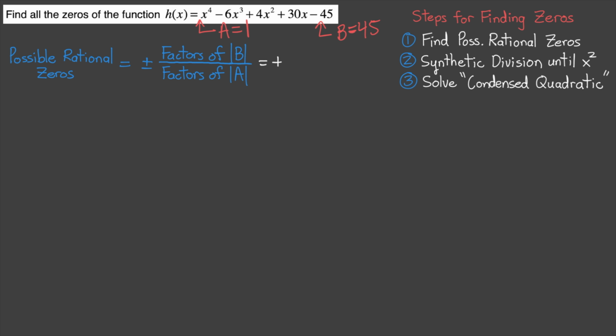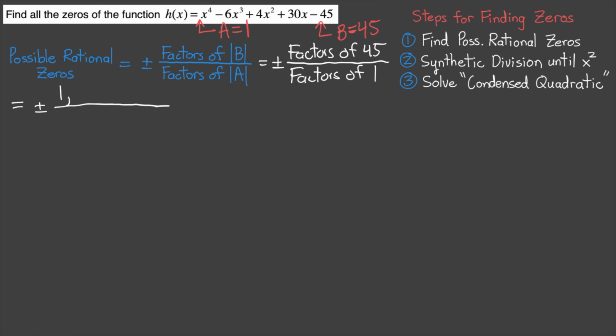All right, so then we are going to do our factors of 45 all over our factors of 1, which is nice because that's just 1. All right, let's write these out. So factors of 45, there's going to be a lot of them. We're going to have 1, 2 doesn't work, 3 works, 5 works. What's after 5? I think 9 is the next one that goes into 45. Then 15 and 45, all over 1.